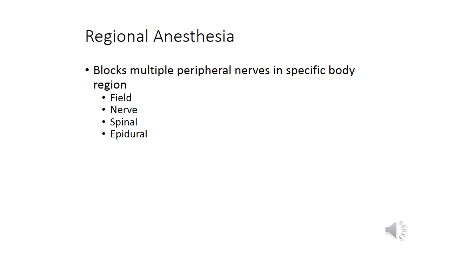Regional anesthesia is a type of local anesthesia that blocks multiple peripheral nerves in a specific body region. It may be used when general anesthesia cannot be used because of medical problems, when the patient has an adverse reaction to general anesthesia, when a patient has a preference and a choice if possible, and when pain management after surgery is enhanced by regional anesthesia. Types of regional anesthesia include field block, nerve block, spinal, and epidural.